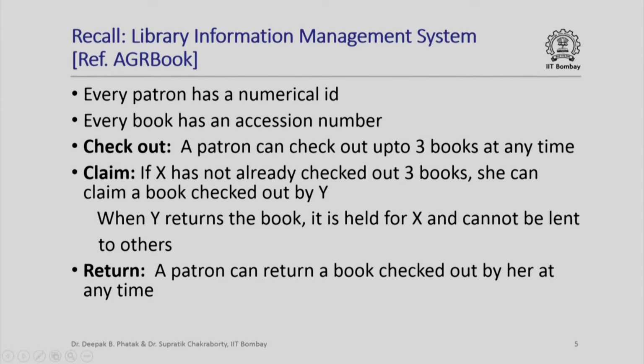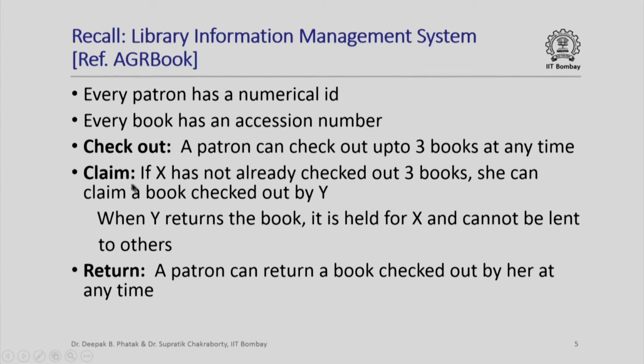And in our simple library information management system, we want every patron to have a unique numerical ID, we want every book to have a unique accession number, and patrons and books were the two primary entities that are going to be present in the working of our library information management system. And there are three kinds of operations that we have discussed. One is the checkout operation, in which a patron checks out a particular book, and let us say that we are going to allow a patron to check out up to 3 books at any time.